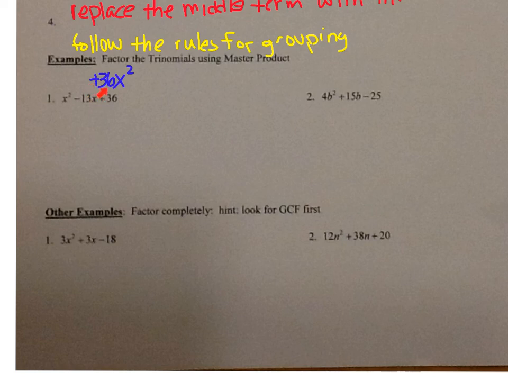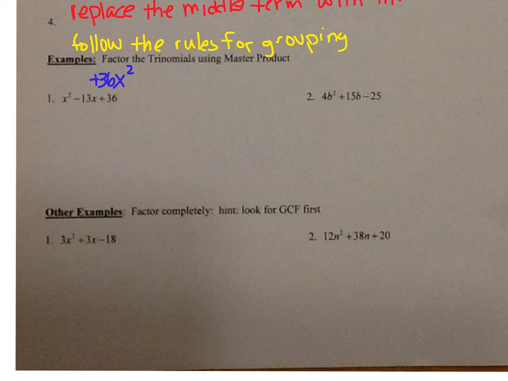Now you want to find the factors that multiply to 36. So we can write those factors down, but then they have to add. That's why I wrote this sign down, because they have to add to the middle term. So they have to add to 13. Multiply to 36, add to 13. Multiply to the product, add to the middle term.